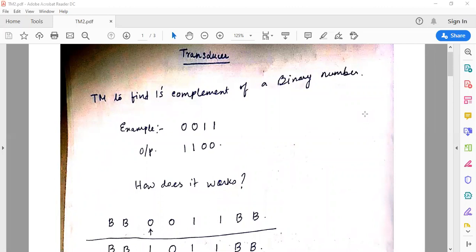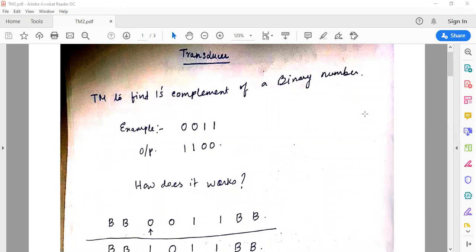Before starting with today's class, I'll just quickly recapitulate whatever we had learned in our last class. We had formally defined the Turing machine. We have seen the structural components of a Turing machine, and we had also seen an example of a to the power n b to the power n, that is how to construct the state transition diagram of a Turing machine that accepts all the languages of the type a to the power n b to the power n.